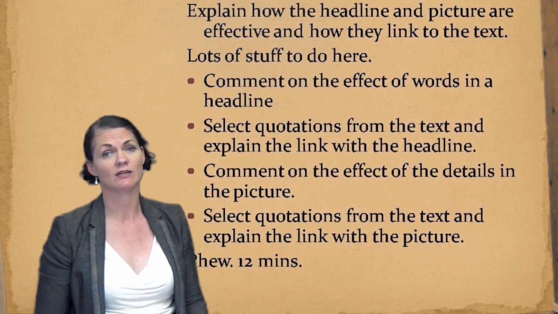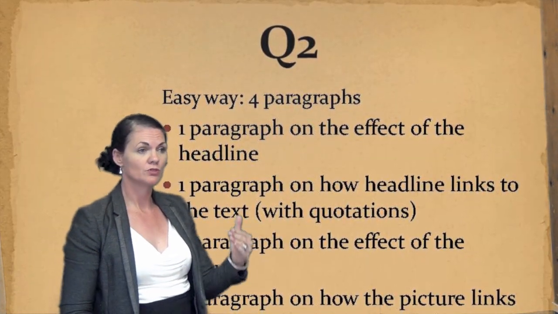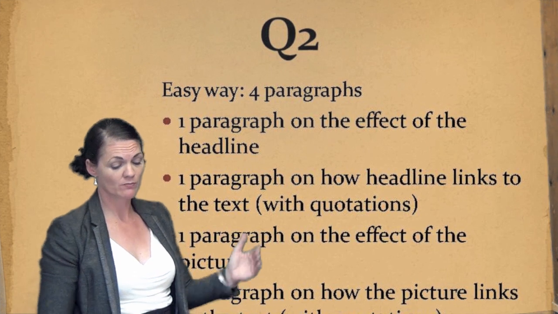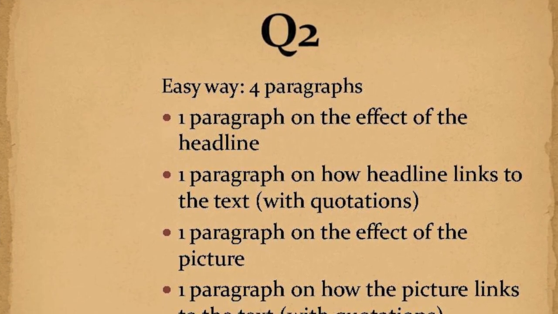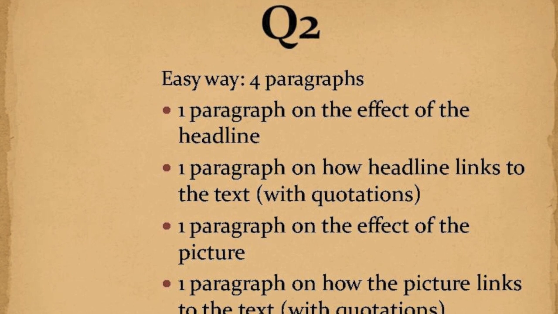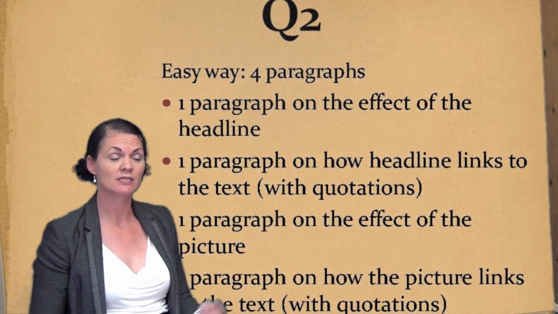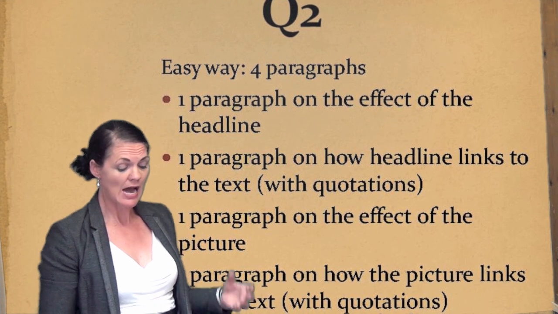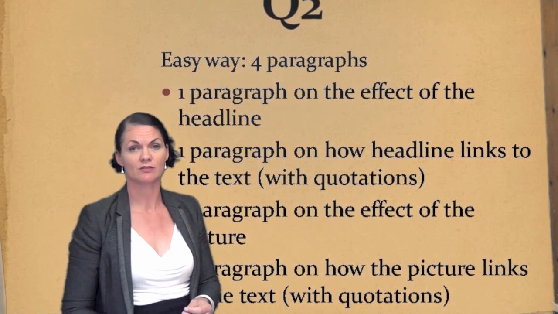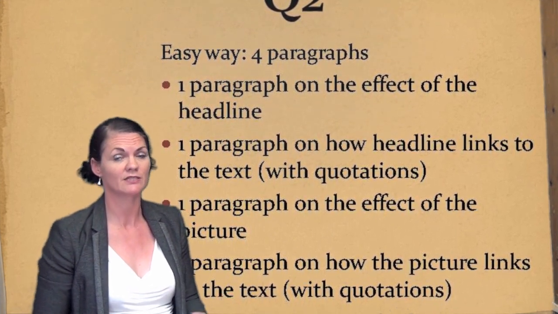And one really easy way to do that then is to have in your head, okay, I need to do 4 paragraphs, and check these things off in your head. So first off then, have 1 paragraph on the effect of the headline, where you pick words out from the headline and explain the effect of those, and then have a paragraph where you link the headline and the text. That means you need to use quotations from the text and link the two together. Okay, and then have another paragraph on the effects of the picture, and then link the picture to the text. Okay, so if you've got that little checklist in your head, you can know that you're doing all the right things, because it's 12 minutes. There is a lot to do.